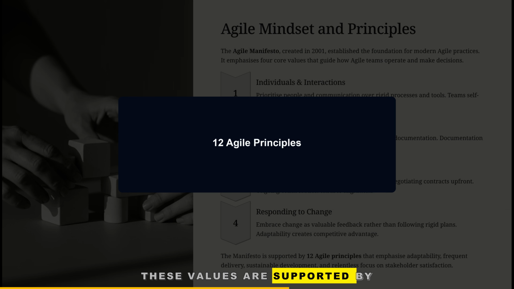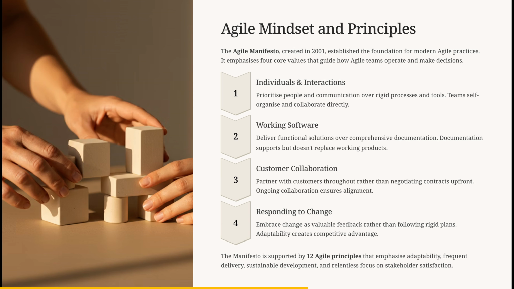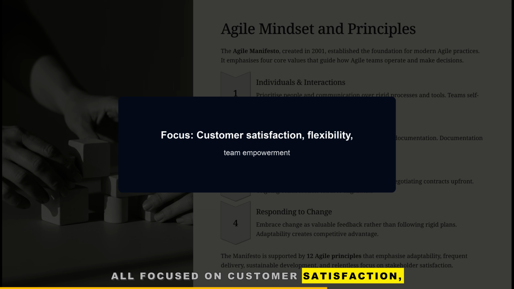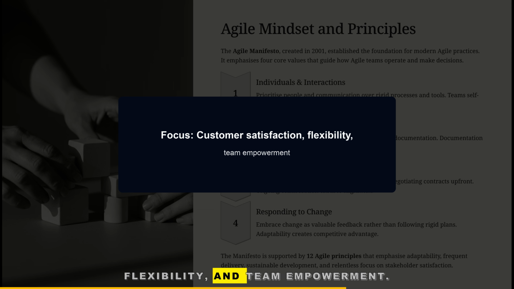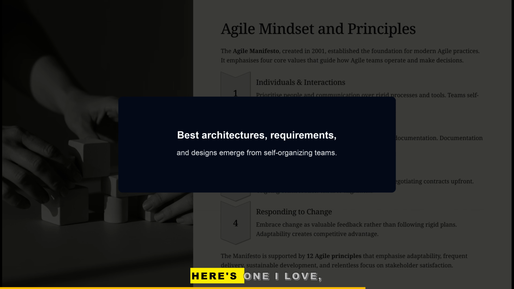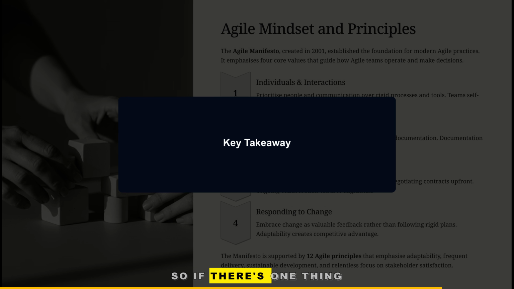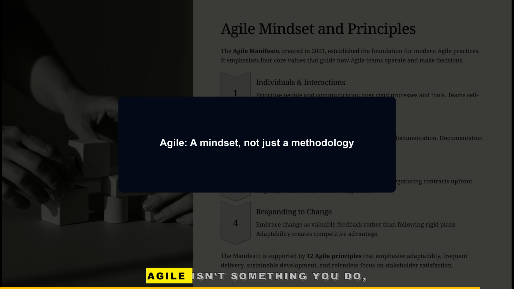These values are supported by 12 Agile principles, all focused on customer satisfaction, flexibility, and team empowerment. Here's one I love: the best architectures, requirements, and designs emerge from self-organizing teams. So if there's one thing to take away from this slide, remember, Agile isn't something you do, it's something you think.